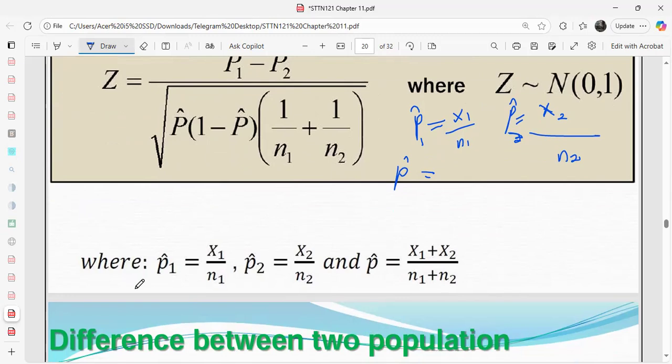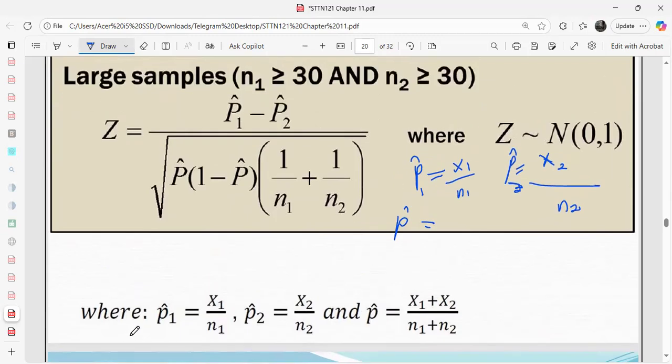These are the formulas I'm talking about. P cap 1 is equal to X1 divided by N1, and P cap 2 is X2 divided by N2. The whole P cap is when you add X1 plus X2, divided by N1 plus N2.